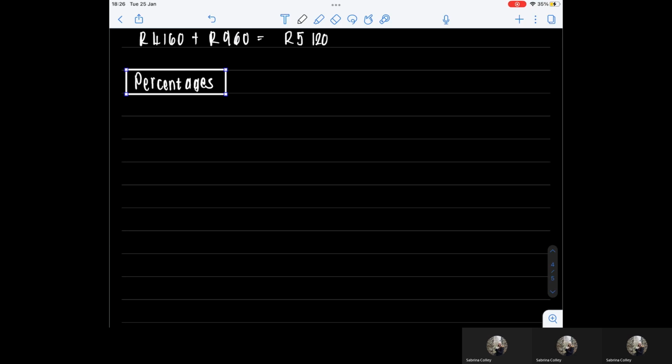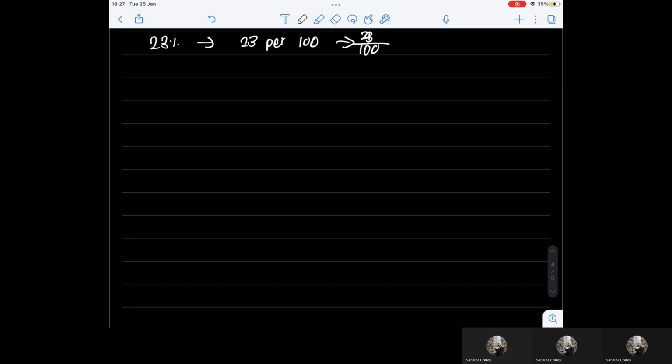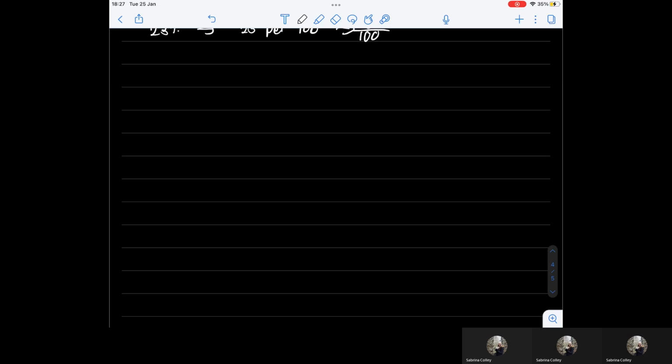So percentage comes from the Latin word per centum, right? Which means per 100, okay? So that means that if I say 23%, I'm saying 23 per 100, okay? And that's why it's 23 over 100. So remember I said that that division line means per. Okay, so if we look at an example of how we use percentages, so clothing, or let's just quickly example.